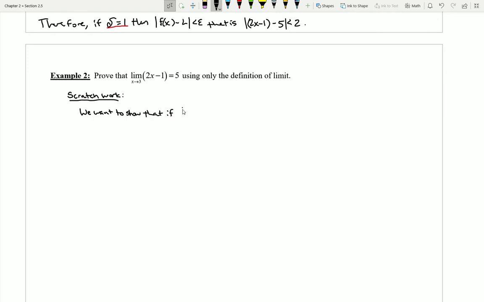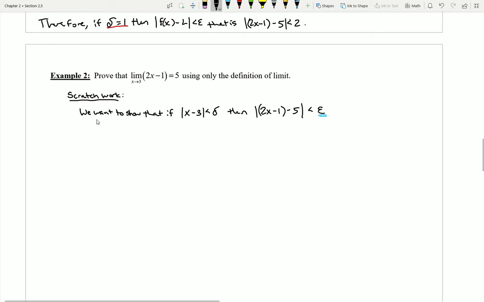that if the absolute value of x minus 3 is less than delta, if we can pick a value of delta that makes that work, or we want to pick a value of delta so that when this works, then it will be the case that the absolute value of 2x minus 1 minus 5 will be less than epsilon. So again, just keep in mind that this is like that value 2 in the last problem. We're just going to keep it general this time. All right, now let's take a look and see what we actually have here.